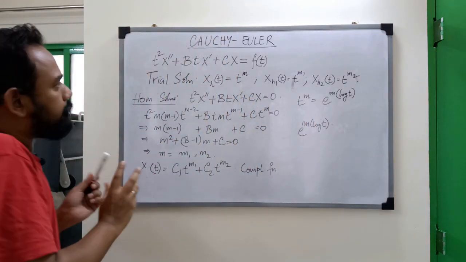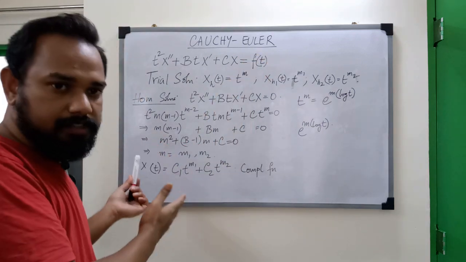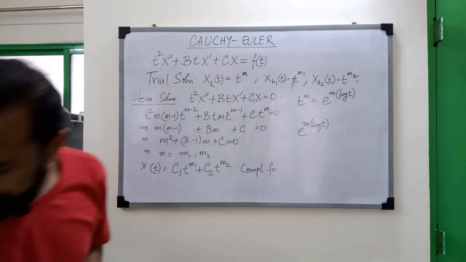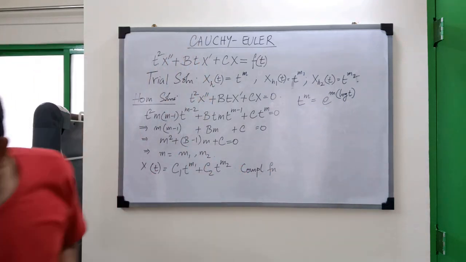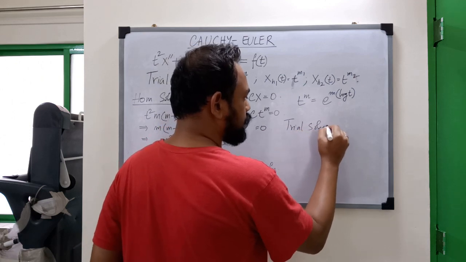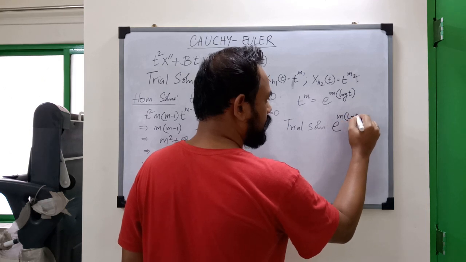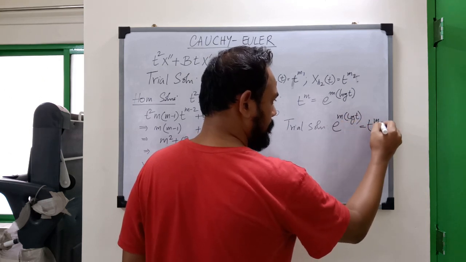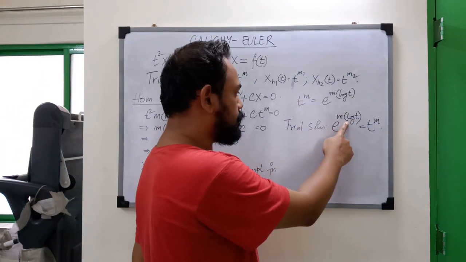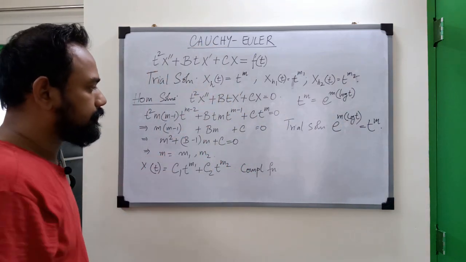So the only difference between solving this Cauchy-Euler form of second order linear differential equation and the previous forms with constant coefficients that we have solved is the trial solution. Let's just write it here. For this one, the trial solution is e to the m logarithm of t, which actually is t to the m. So that's the only adjustment that you have to make to the trial solution to get a valid complementary function for this differential equation.